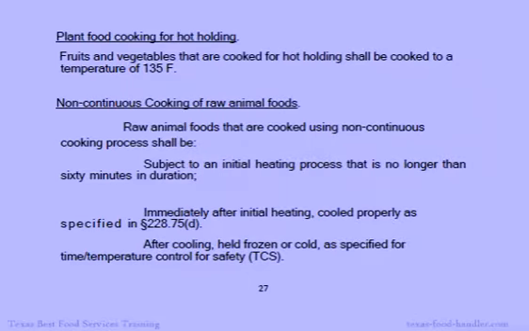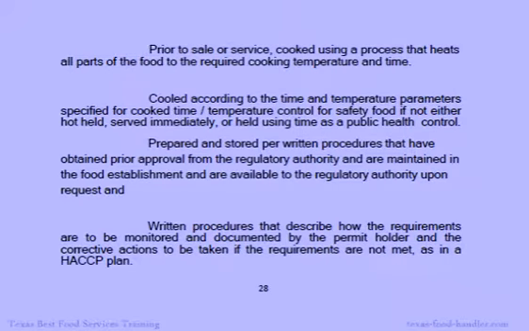Immediately after initial heating, cooled properly as specified in paragraph 228.75 d. After cooling, held frozen or cold, as specified for time temperature control for safety. Prior to sale or service, cooked using a process that heats all parts of the food to the required cooking temperature and time. Cooled according to the time and temperature parameters specified for cook time temperature control for safety food if not either hot held, served immediately, or held using time as a public health control.